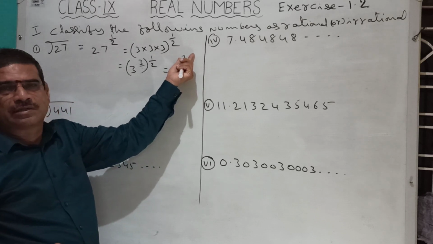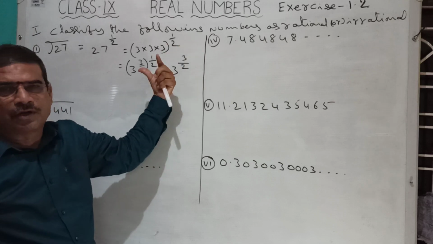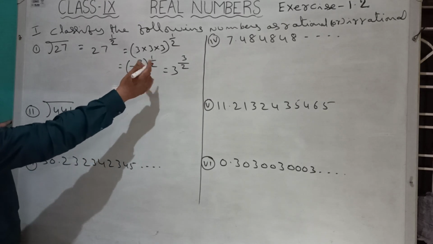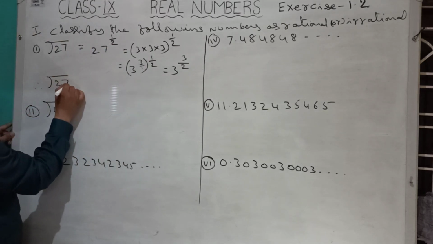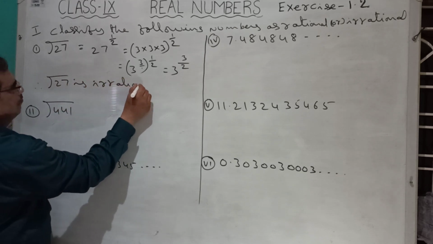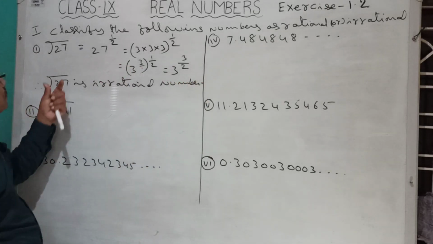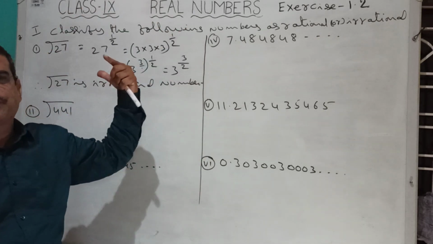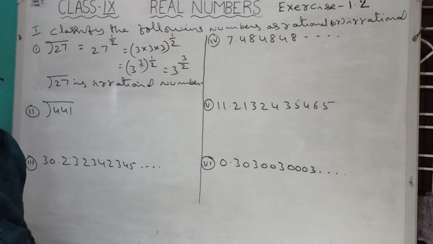So here a fraction is there, and the base is a prime number, so we can't convert it into an integer. So this number is called what? Irrational number. Therefore, root 27 is an irrational number. So remember that most important point: in the exponent, if a fraction is there after calculation, then that number is called an irrational number.